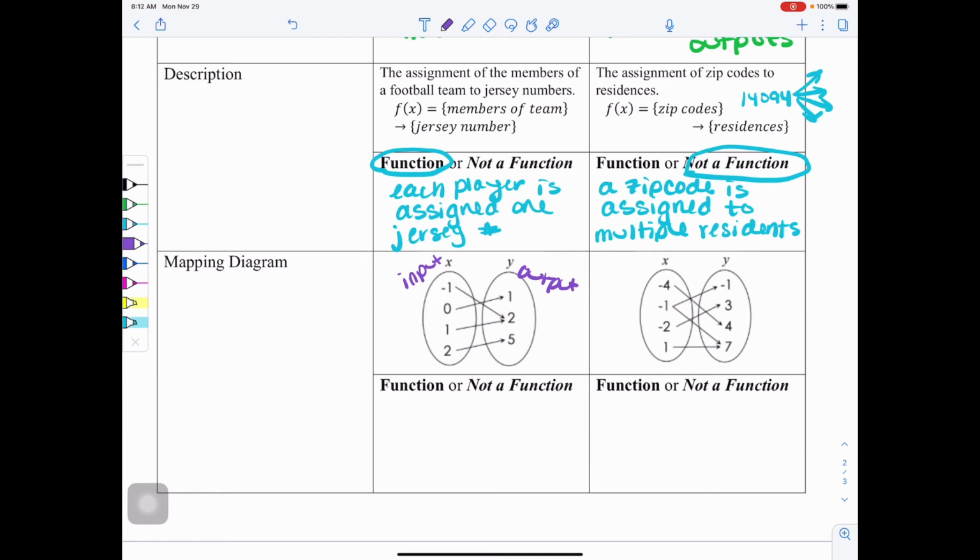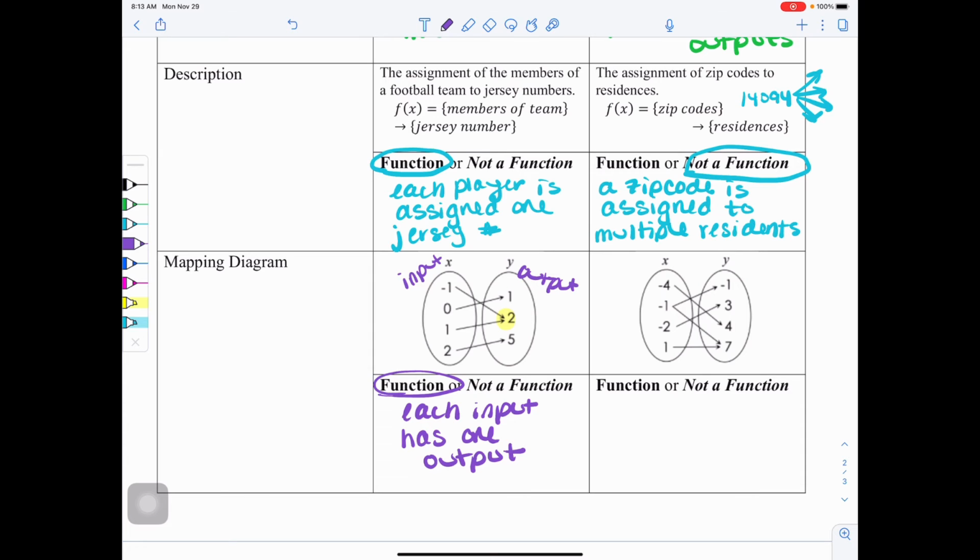So if I look at this, -1, 0, 1, and 2 on the input side, they all only have one arrow coming from it. So that makes this a function because each input has one output. And again, it is okay that two things are going to an output of 2. That's not the concern. We just want to make sure every input only has one output partner, which we satisfy in this first mapping diagram.